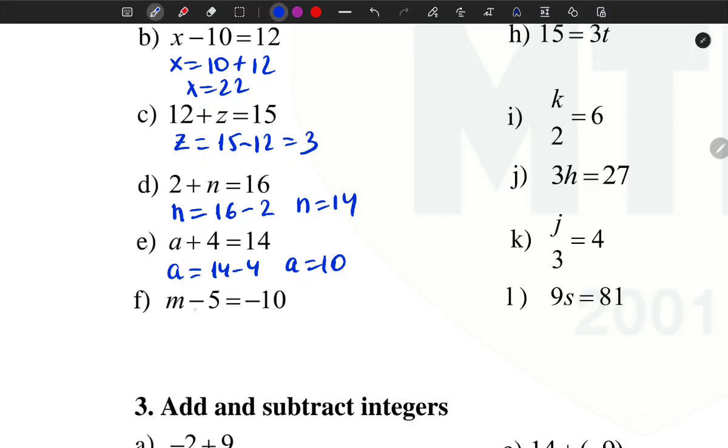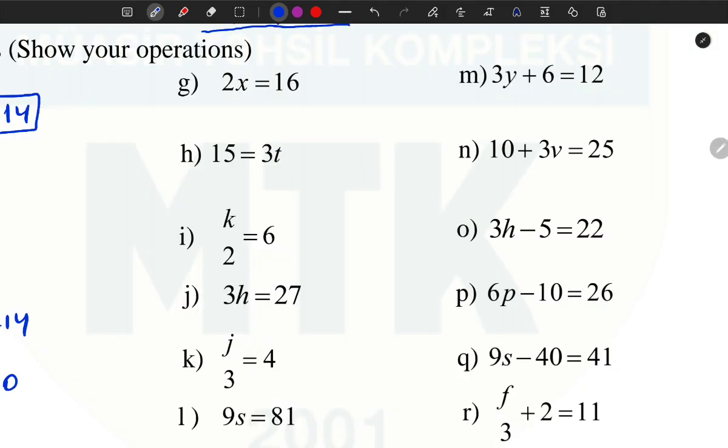Variant F, here is subtraction. The inverse operation of subtraction is addition. That's why we need to add negative 10 and 5, and we get negative 5. In variant G, here is multiplication. 2x, 2 multiplied by x gives us 16. We know the inverse operation of multiplication is division. That's why we need to divide 16 by 2, and we get 8 here.